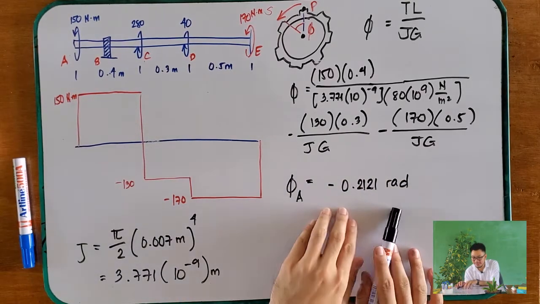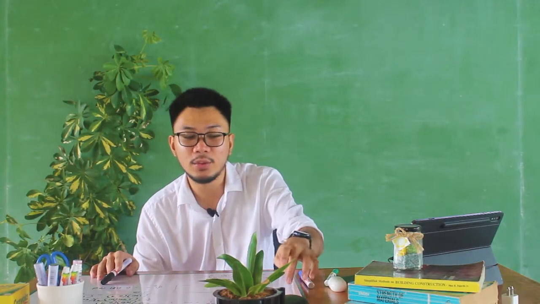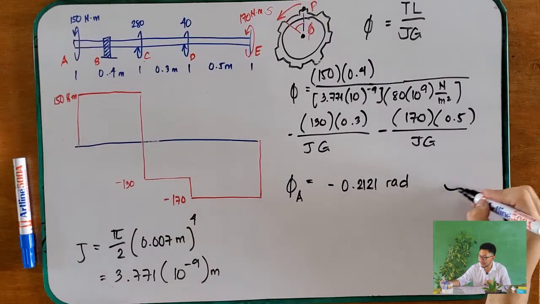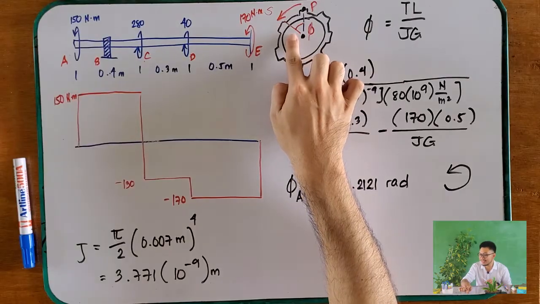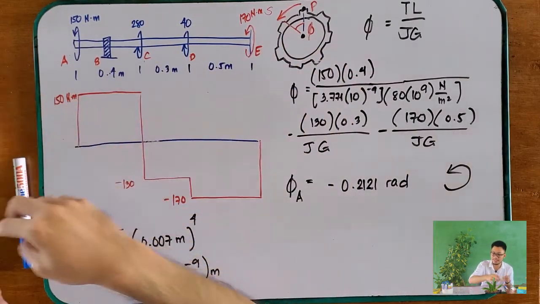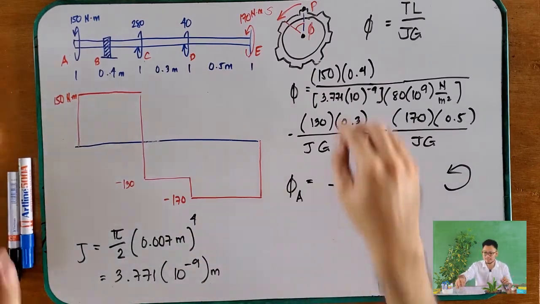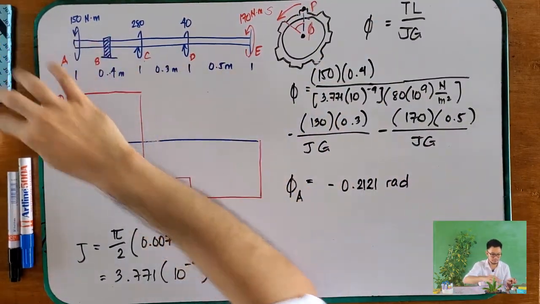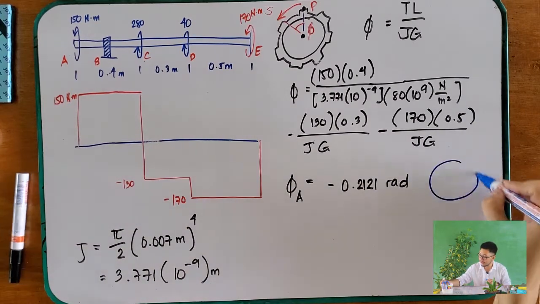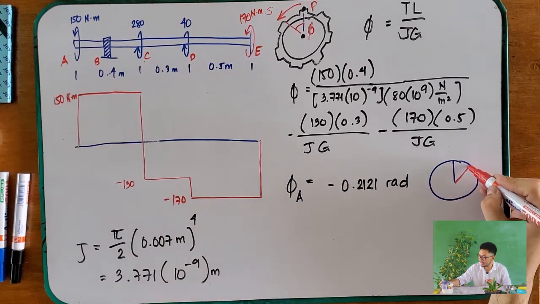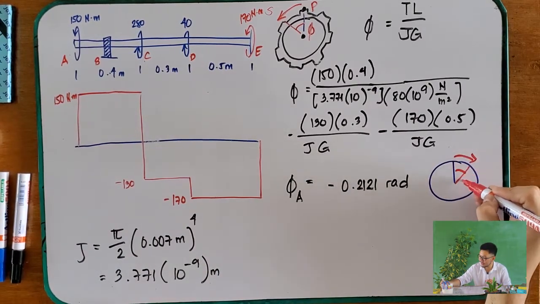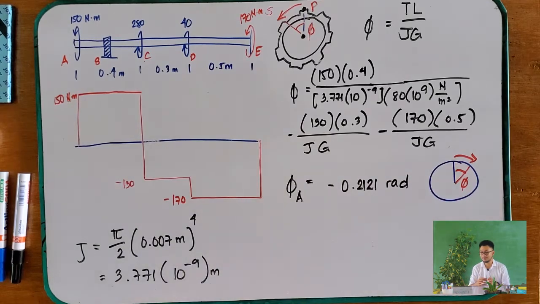What does this mean? Nganong negative man siya? Di ba positive to ang atong counterclockwise direction? So therefore, since this one is negative, instead of rotating like this, counterclockwise, it rotated the other way around. So, ang nahitabo, from initial to final, rotate siya pa yung ana. This is your phi, and that is your 0.2121 radians.